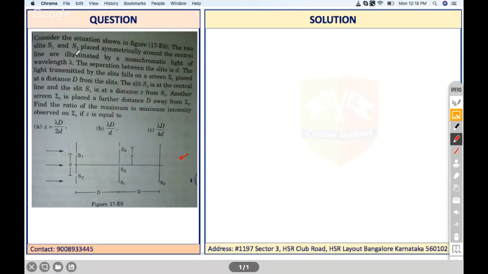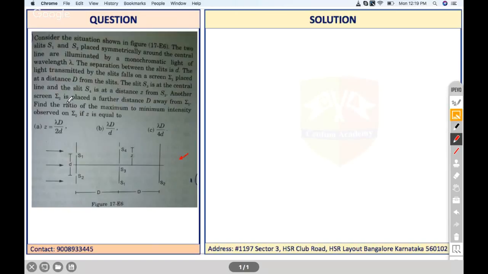The two slits S1, S2, placed symmetrically around the center line, are illuminated by monochromatic light of wavelength lambda. The separation between the slits is small d. The light transmitted by the slits falls on the screen placed at a distance capital D from the slits. The slit S3 is at the center line and slit S4 is at a distance of Z from S3.